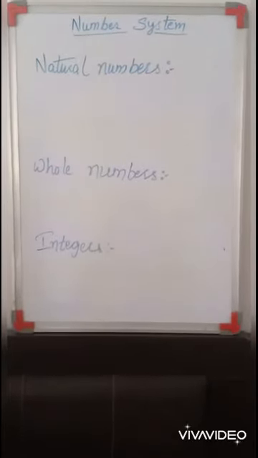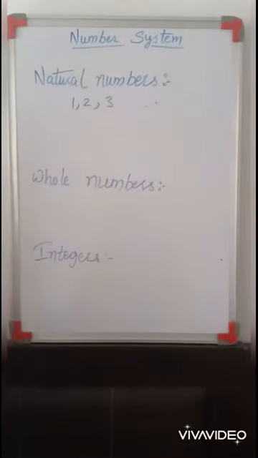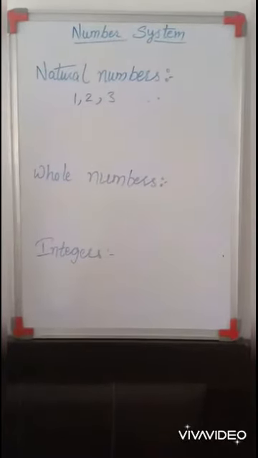So what are natural numbers? These are the counting numbers and start from 1, 2, 3 and so on. These are called our natural numbers. They are denoted by N. So natural numbers are 1, 2, 3 and so on.